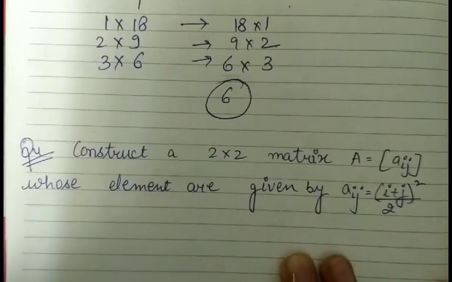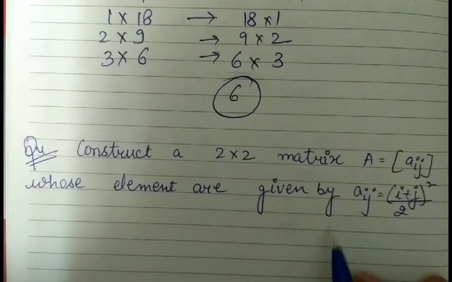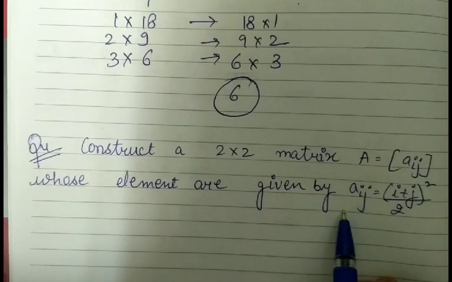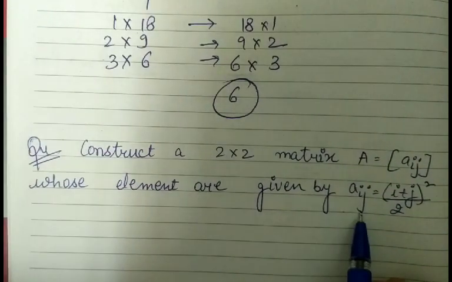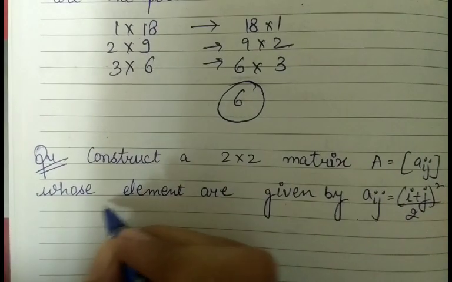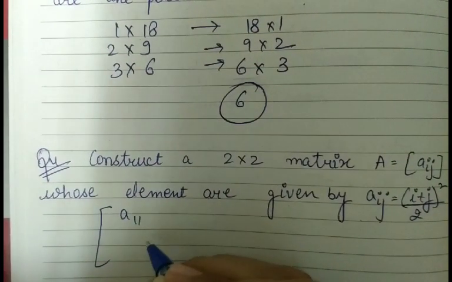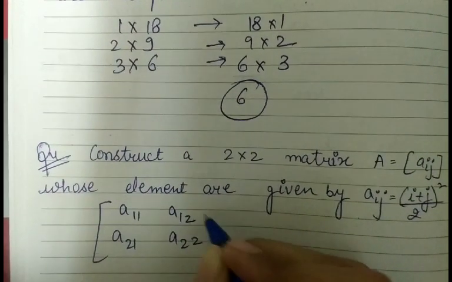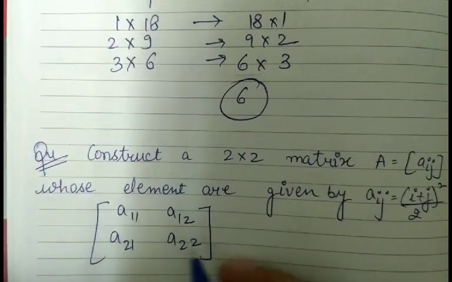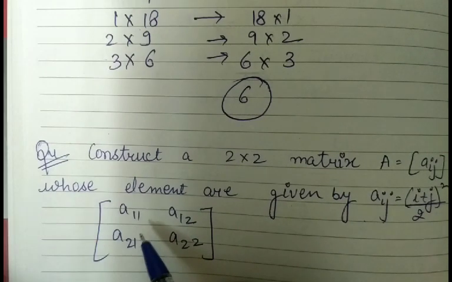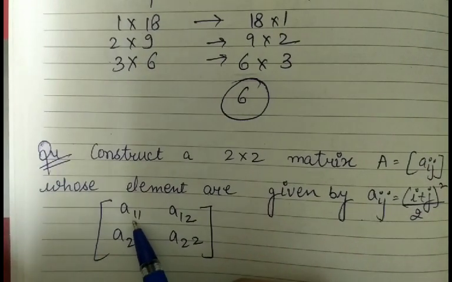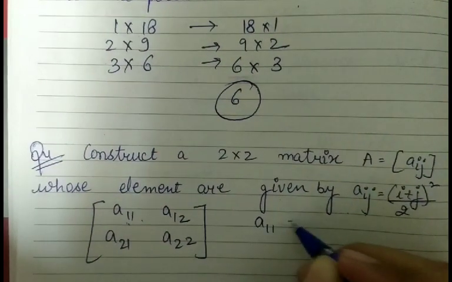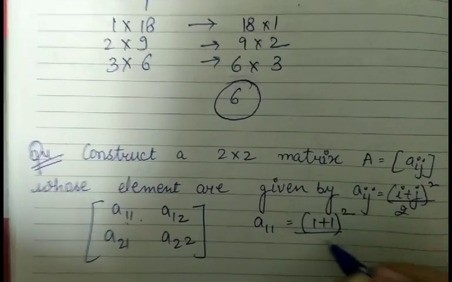Next we are asked to construct a 2 into 2 matrix whose elements are given by aij equals (i plus j) whole square upon 2. Here i is denoting the row number and j is denoting the column number. A 2 into 2 matrix is of the form A11, A12, A21 and A22. There are 2 rows and 2 columns. When I am finding the element A11, here i equals 1 and j equals 1. So put the value of i and j in this: (1 plus 1) square upon 2.